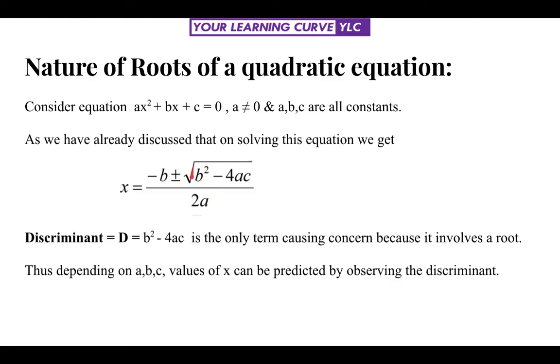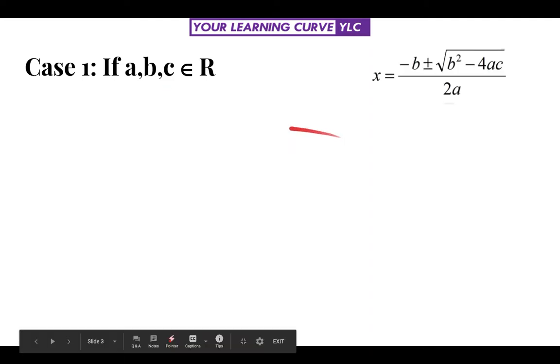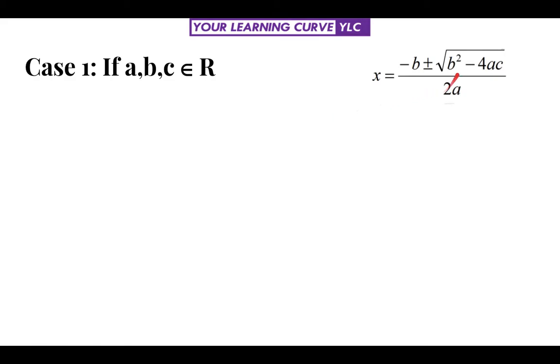The problem is the root over b square minus 4ac. This root has an inherent property that if we put a negative number under the root, then we will get an imaginary number. So let's try to analyze this. First we will consider the case of real numbers, that is, a, b, c, the coefficients of the quadratic equation, are all real numbers. So if a, b, c are real numbers, then b square minus 4ac will also be a real number. But this number could be positive, negative or 0.